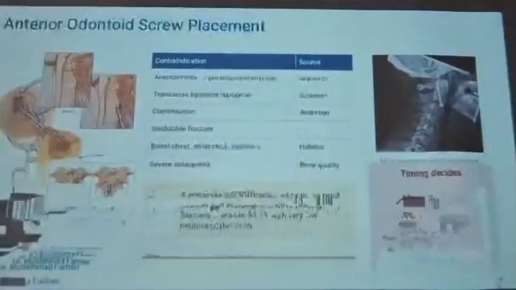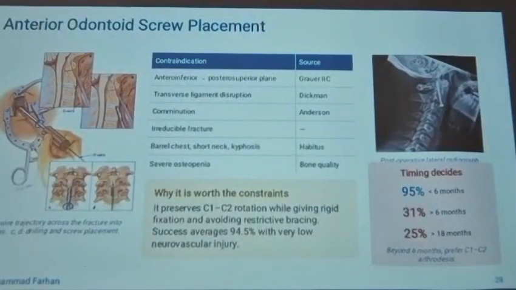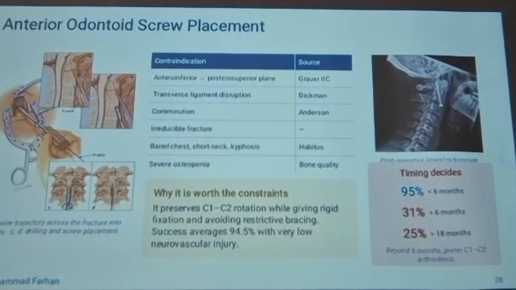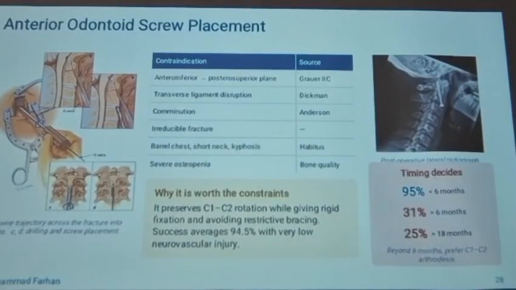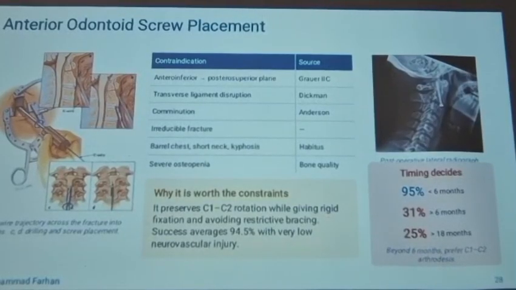Usually, if there is a fracture line that is passing from the anterior inferior to the posterior superior plane, this is contraindicated, but it can be done. Some surgeons do it apart from the fracture line if there is instability in the type 2 fracture. Usually a screw is placed.